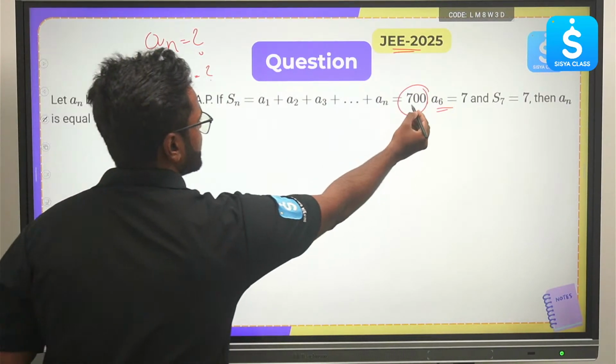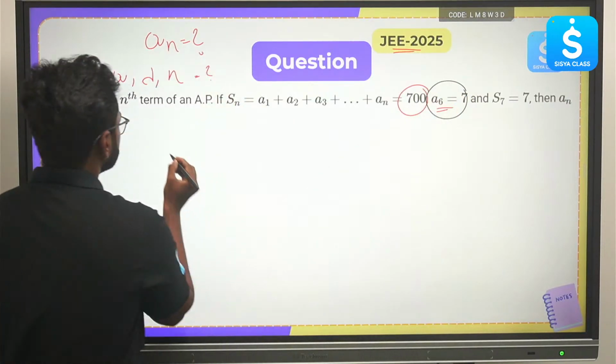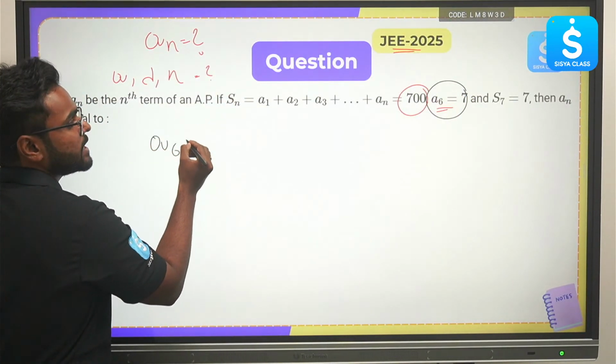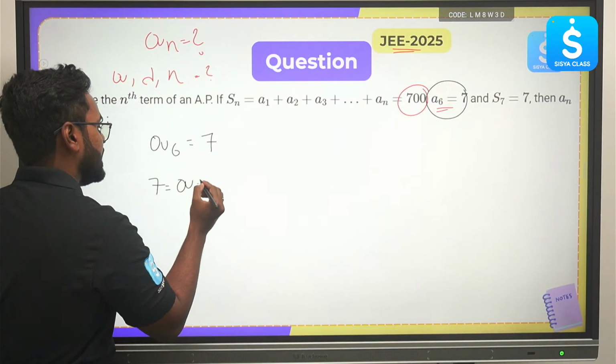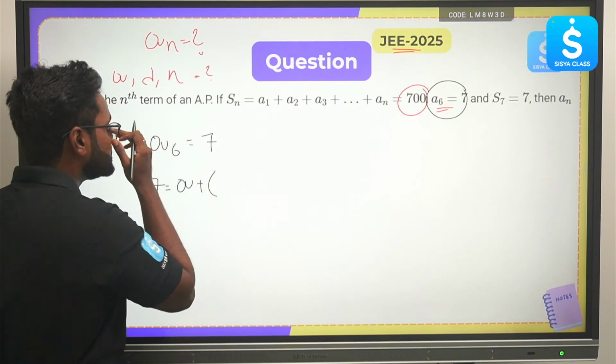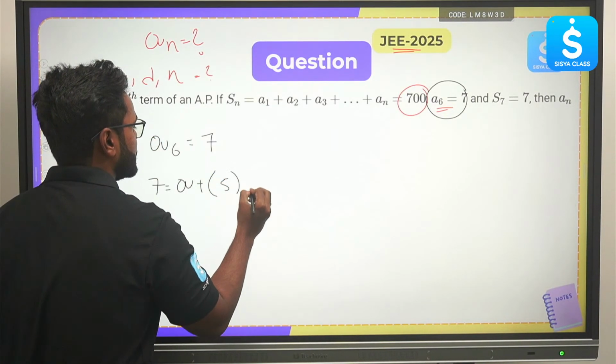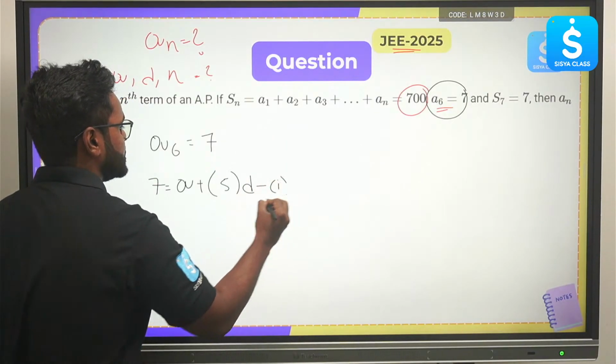Let us take this equation. A6 is equal to 7. 7 is equal to a plus n minus 1, which is 6 minus 1, that is 5d. Assume this as the first equation.